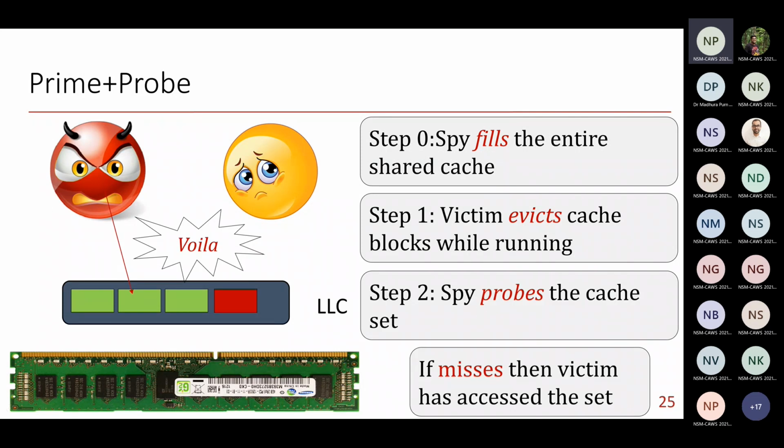Now the spy probes again, meaning the spy tries to access the same addresses again, and now the spy will get misses, meaning it will observe longer latency because the victim has come in between and evicted a few blocks of the attacker or the spy, right? So if the attacker gets longer latency during the probe, this is the set of interest. That means this set was accessed by the victim. And as per my threat model, if I can say that this is the set that was accessed by the victim, then I'm a successful attacker.